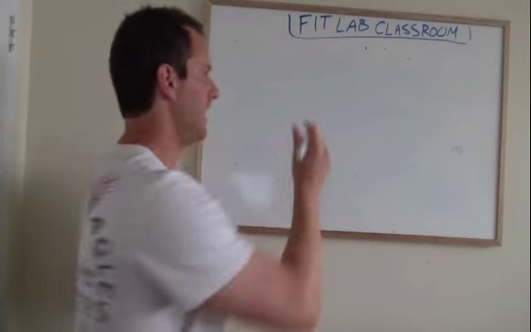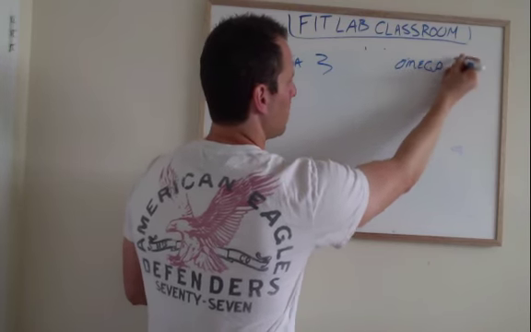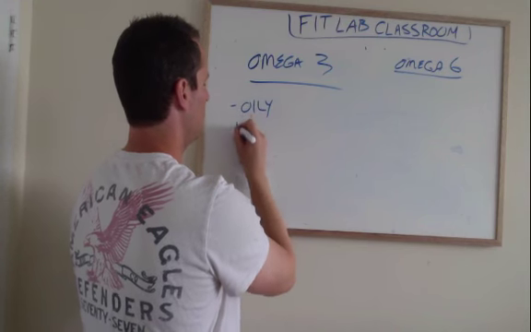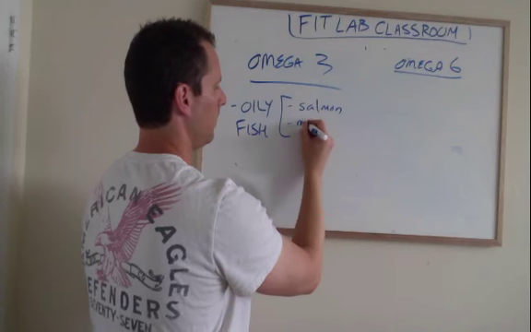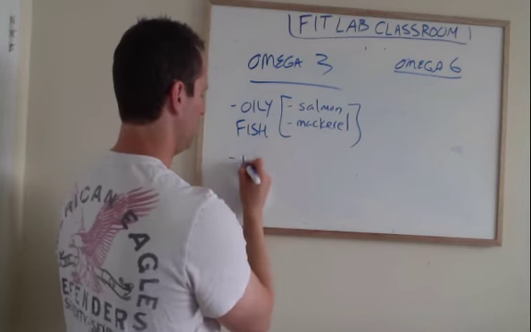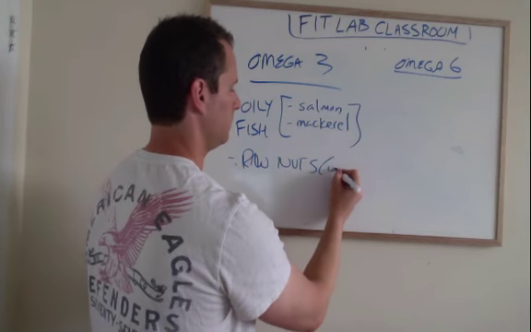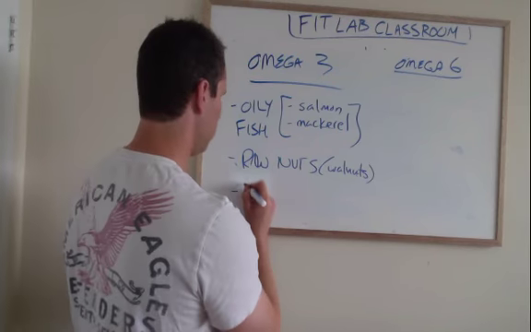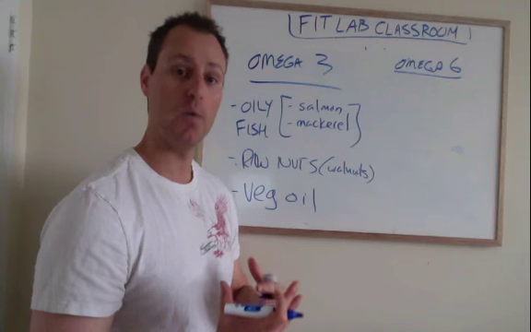So omega-3 fatty acids, let's make a list here. So omega-3 and omega-6. Some of the best sources of omega-3 are oily fish. Now, oily fish, the two that come to mind are salmon and mackerel. These are a couple oily fish that are loaded with omega-3s. Raw nuts. Now, specifically for omega-3s, the best are walnuts. And finally, the last really good source of omega-3 is vegetable oil. Okay, so oily fish, raw nuts, vegetable oil. 3 great ways to get some omega-3s.